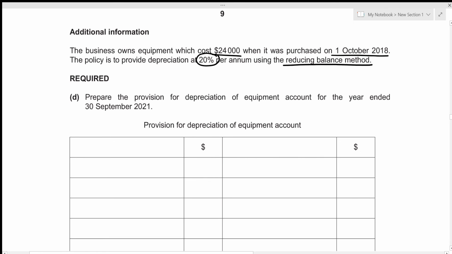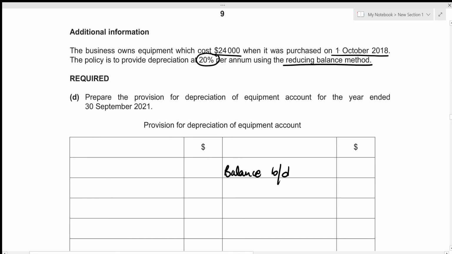And now we are required to prepare the provision for depreciation of equipment account for the year ended 30 September 2021. We know that provision for depreciation is something that deducts the value of the assets, which means that our opening balance will be recorded on the credit side. So that's balance brought down. And this opening balance will actually be the provision for depreciation till the year ended 30 September 2020.